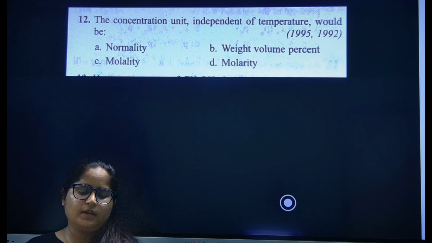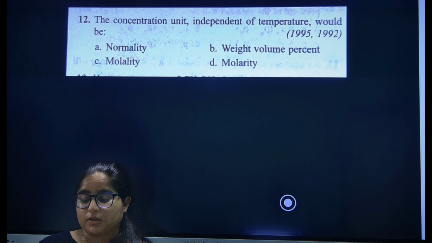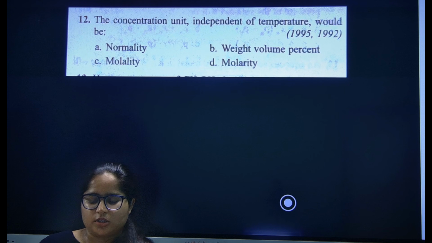See, NEET questions are very simple. Only one or two questions will be lengthy and difficult. The majority of questions will be simple.